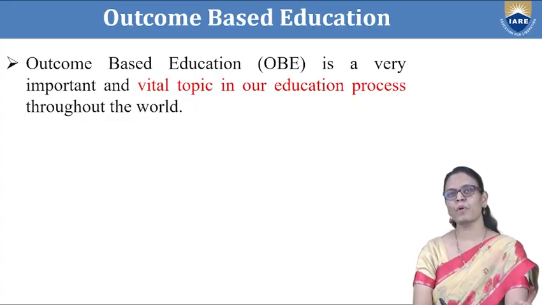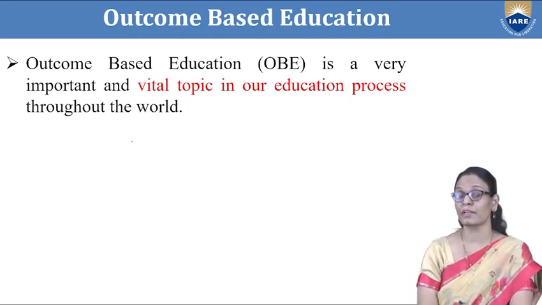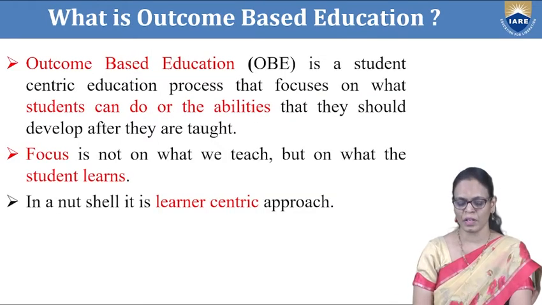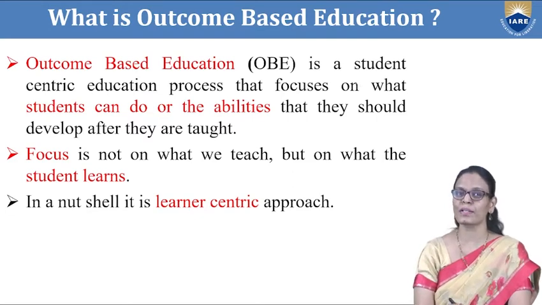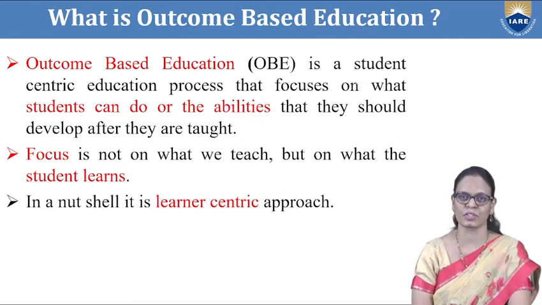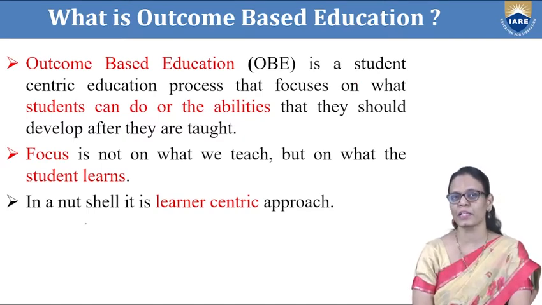It is a very important and vital topic in our education process throughout the world. Therefore, it is very important to know about outcome-based education. Now, outcome-based education is a student-centric education process that focuses on what students can do, or the abilities that they should develop after they are taught. Here, the focus is not on what we teach, but on what the student learns. So, in a nutshell, it is a student-centric approach.